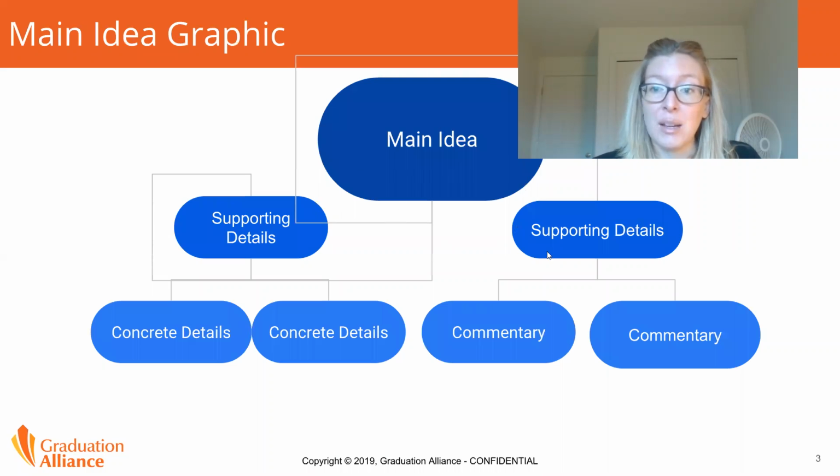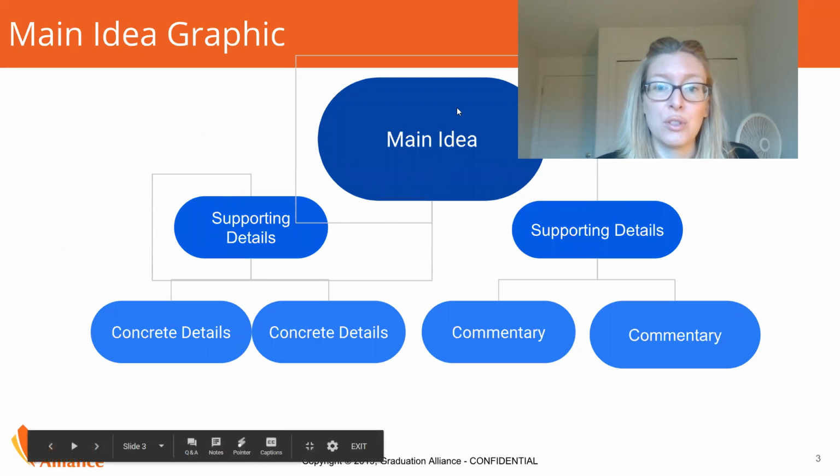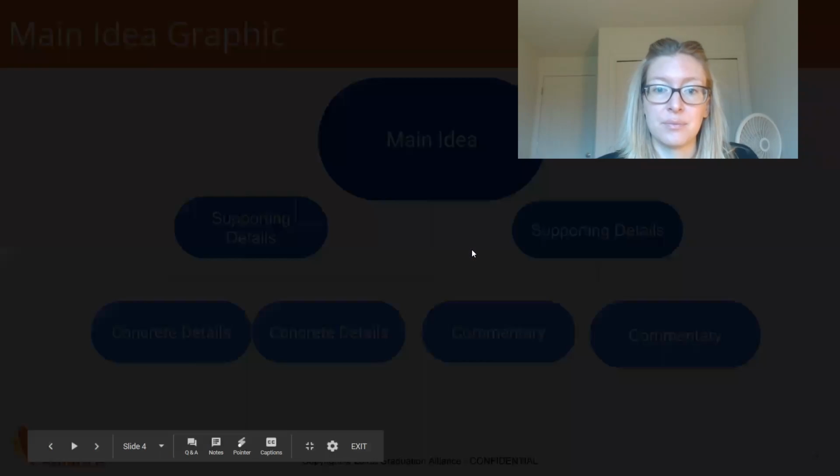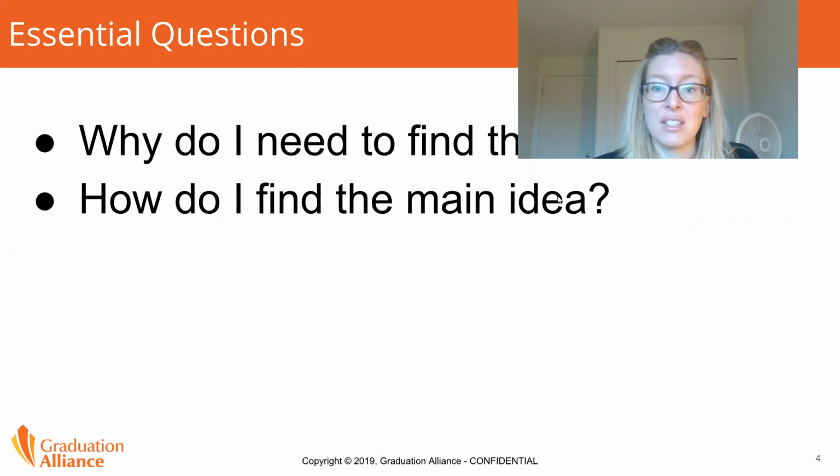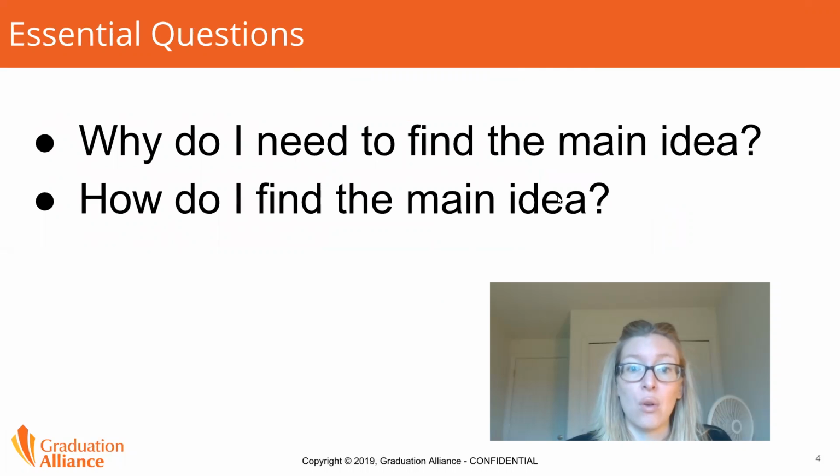This is the graphic for finding a main idea. We talked about how commentary and concrete details, terms that we use at Graduation Alliance when you're outlining a paragraph. Commentary is the opinion, concrete details are the facts. These are also often called supporting details, and they all support that main idea. So when you're trying to find the main idea, these all give you clues as to what it is. So by the end of this lesson, you should know why you need to find the main idea and how to find the main idea.